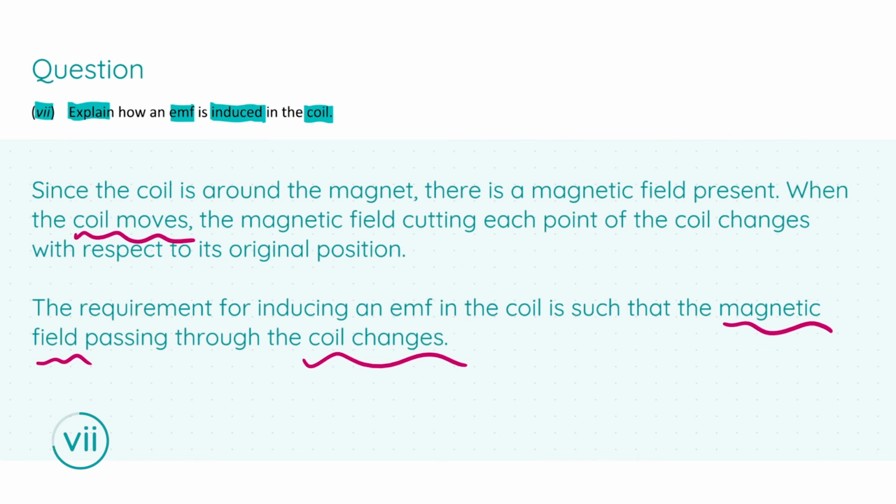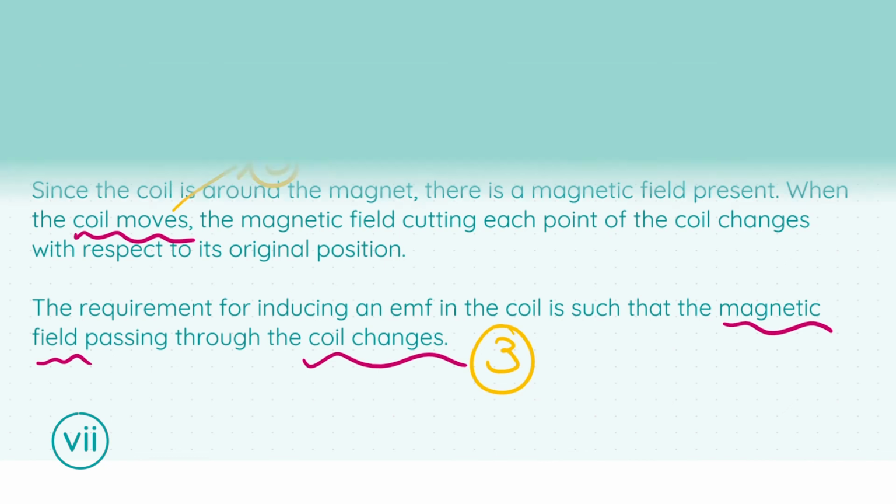Where will you get your marks? You'll get your first 3 marks from saying that the coil moves, and you'll get your other 3 marks for saying that this changing magnetic field is acting on the coil, or that it is passing through the coil. We know that, giving you 6 out of 6.